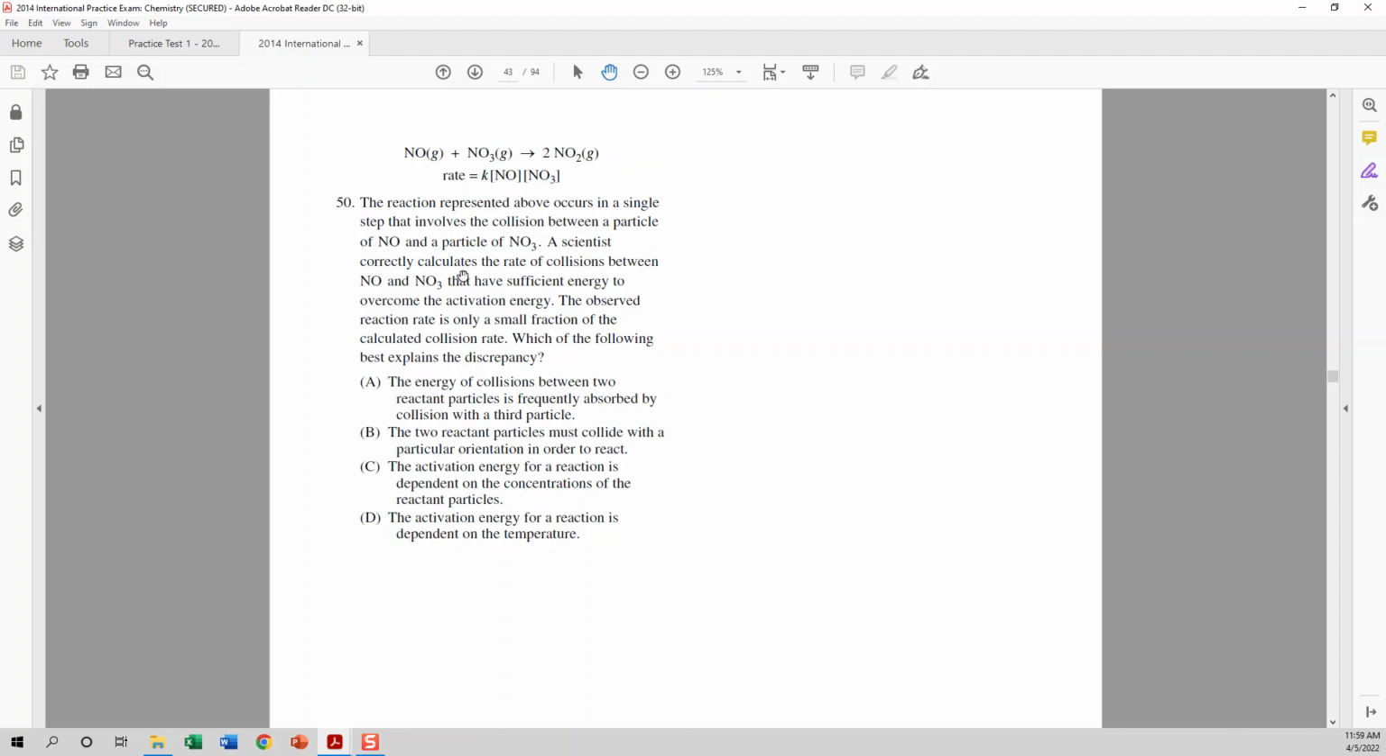So it says the scientist correctly calculates the rate of collisions between NO and NO3 that have sufficient energy, so enough activation energy, but the observed rate of reaction is only a small fraction of those collisions. So even though the number of collisions that have enough energy is high, the reaction's happening at a slower rate, and it's because, remember, the particles have to have the right orientation. So the answer here is why it's still slower than the number of collisions with enough energy would suggest: because not all the collisions with enough energy will have the right orientation. So that would be answer B there.